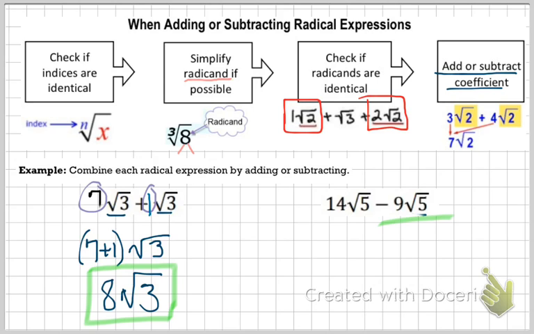Next problem, here we have 14 square root of 5 minus 9 square root of 5.